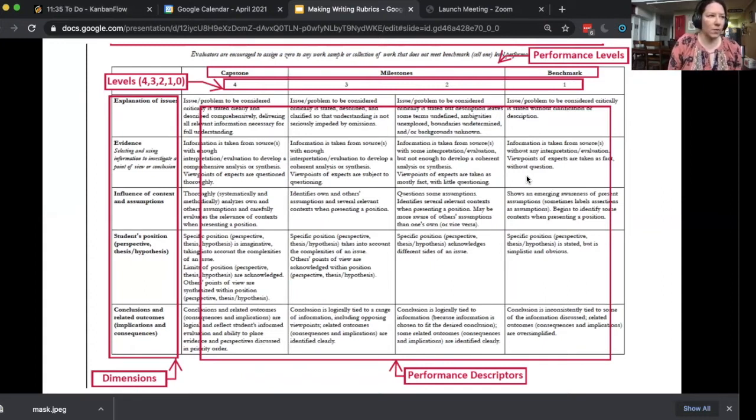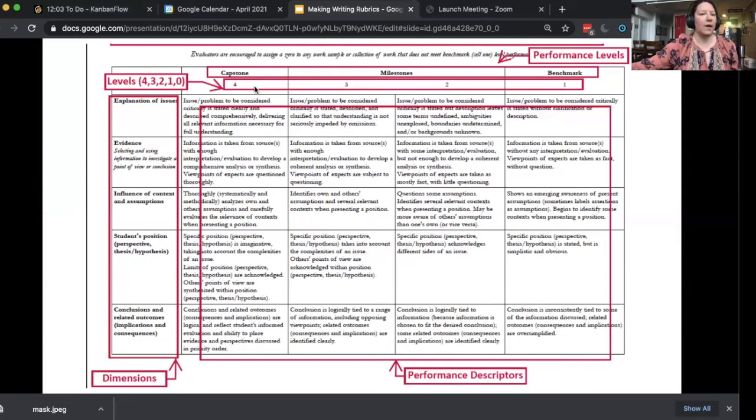The different parts I want to go over so that we understand how to refer to them when we're talking to each other about rubrics. On the left-hand side here, we have the dimensions of the rubric. These are the categories that you are assessing. In this case, you'll see things like explanation of issues and evidence. So what are those different things that you are looking for?